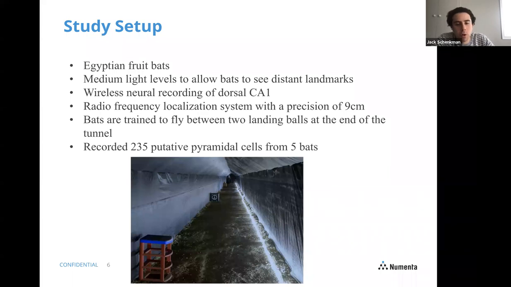Awesome. So just for a quick overview of the setup of the study. They were using Egyptian fruit bats. And there's a sufficient amount of light to be able to recognize potential landmarks within this tunnel that's about 200 meters long. And the tunnel actually has a curve of about 43 degrees. So one piece is about 140 meters and the other piece is roughly 50 meters. And then they meet at this 43 degree curve. They're recording from the dorsal CA1 inside of the hippocampus. And the precision that they can achieve is 9 centimeters in terms of knowing where the bat is to tie that to the spikes that they record.